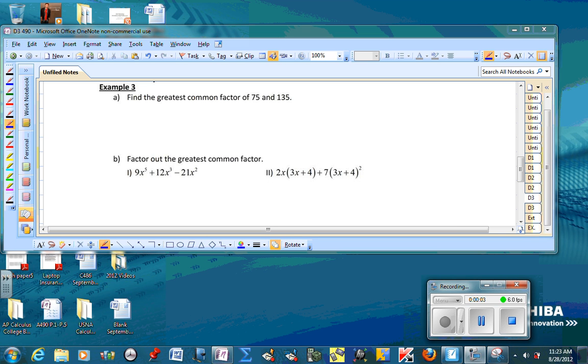In example 3, we're asked to find the greatest common factor of two numbers, and we're asked to factor some polynomials, some expressions by using the greatest common factor. Let's start with part A, finding the greatest common factor of two numbers. There's two methods that we can use.